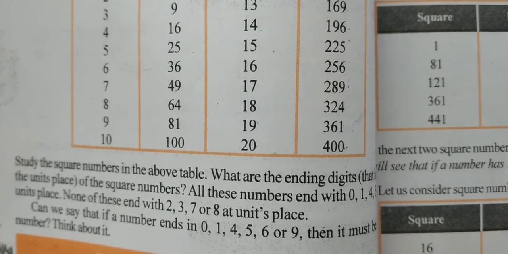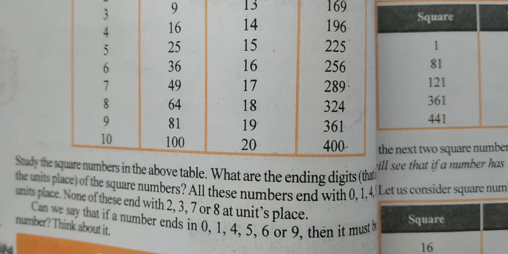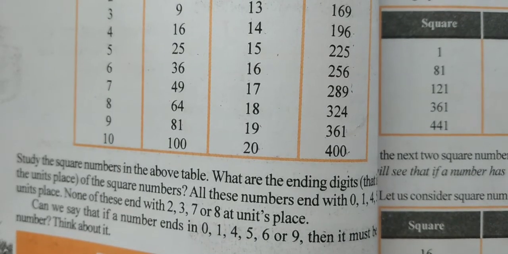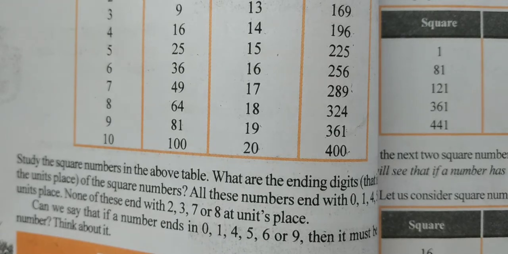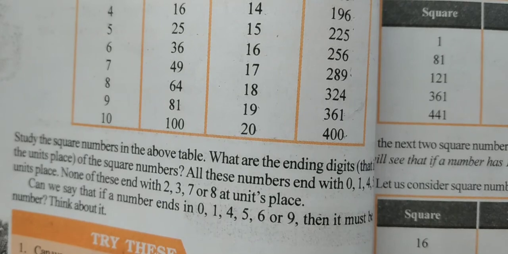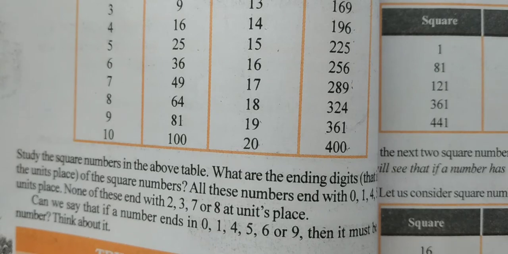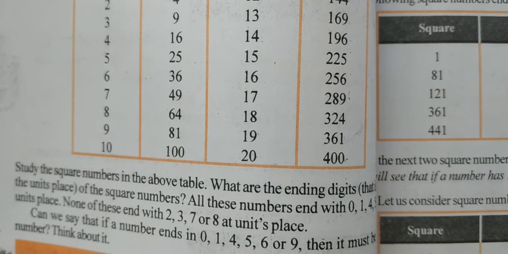If the number ends with 5, then you don't have to think much, it must be the square of 5, or any number ending with 5 like 15, 25, 35, 65, 75, etc. And if the answer ends with 6, then it must be the square of 6 or a number ending with 6, that is 6, 16, 26, 36, 46, etc. And if the answer has 9 at its units place, then the number should be either 3 or 7, or a number ending with 3 or 7, like 13, 23, 33, 43, etc., or 7, 17, 27, 37, etc.